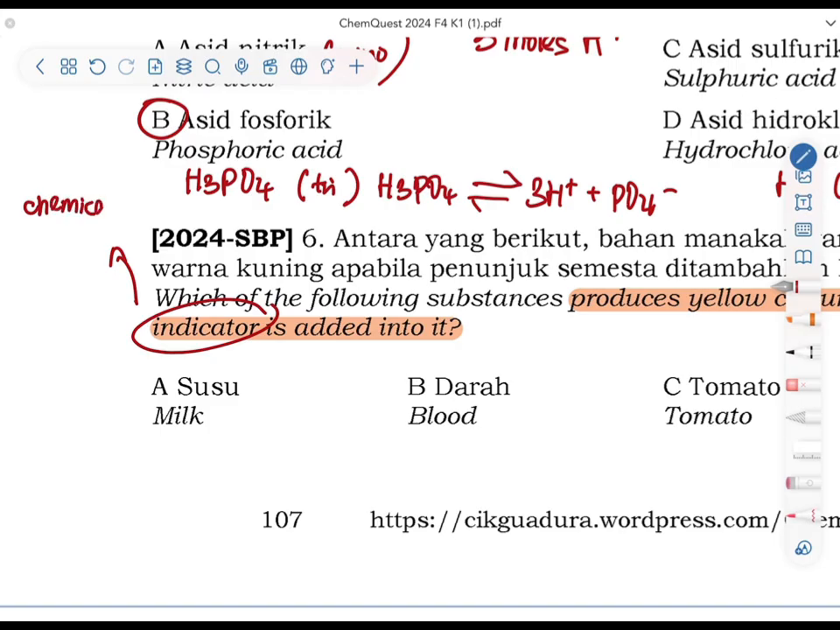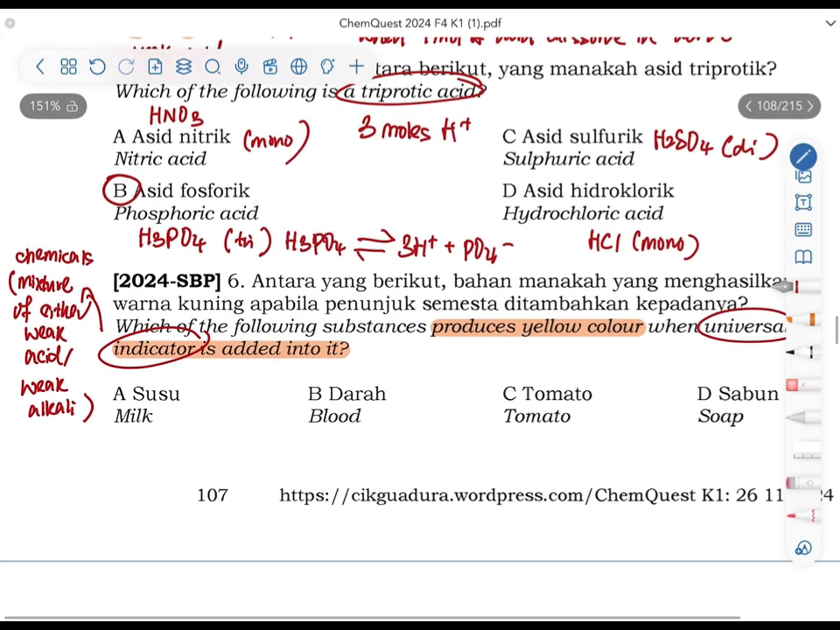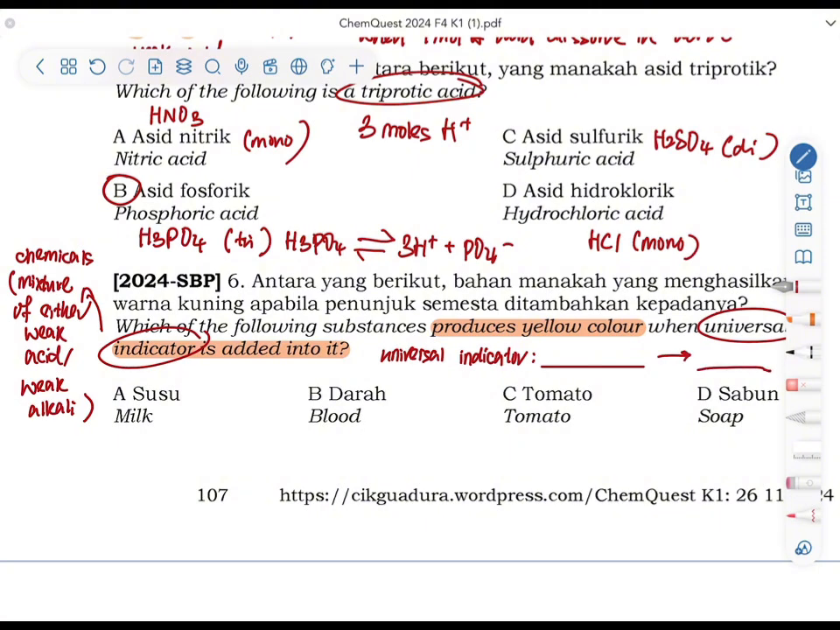For information, a universal indicator is actually a chemical, more specifically a mixture of either weak acids or weak alkalis. This doesn't matter for the definition, but you need to remember the color changes. In this question, it is asking for the substance that will produce the yellow color, which means the universal indicator at first does not have the yellow color.